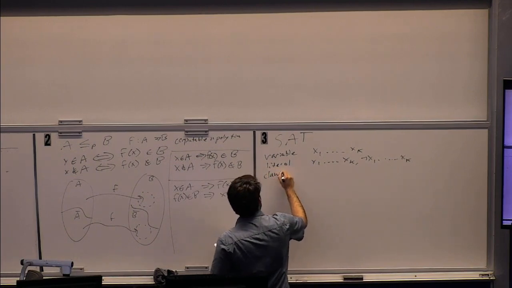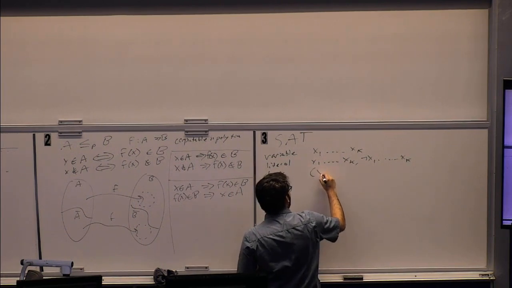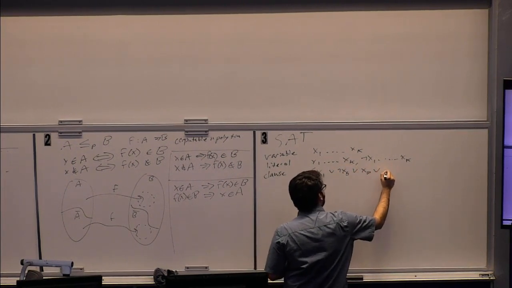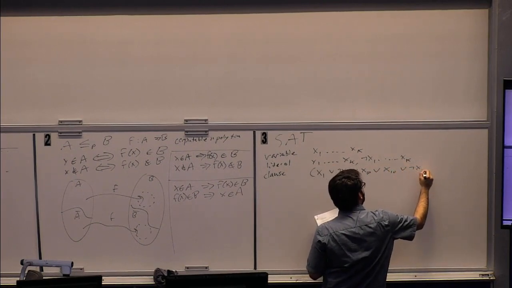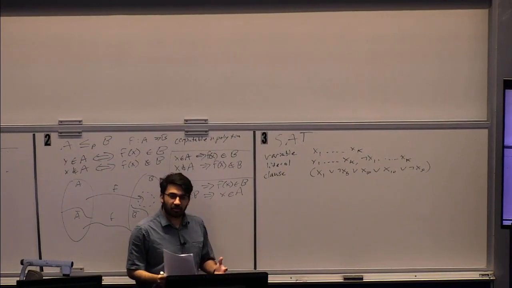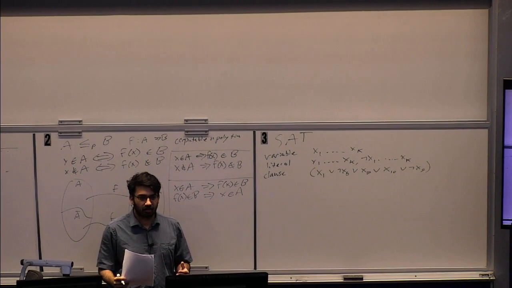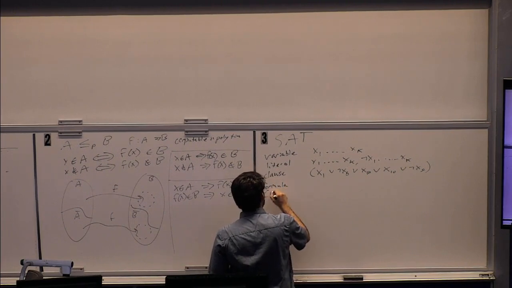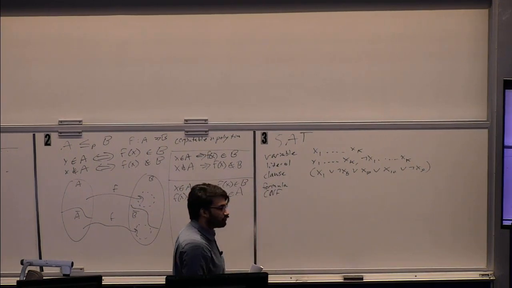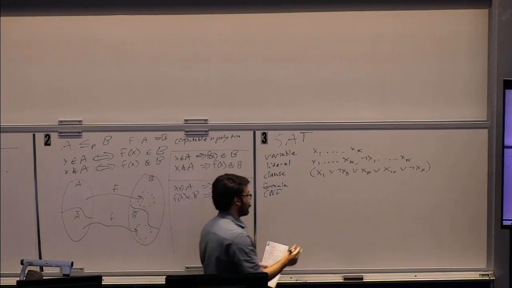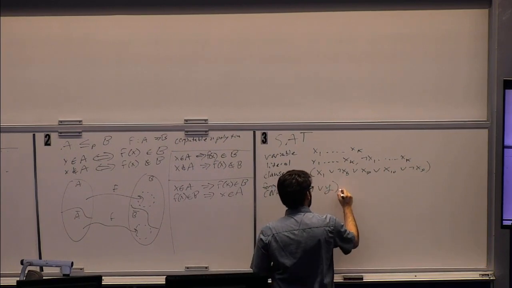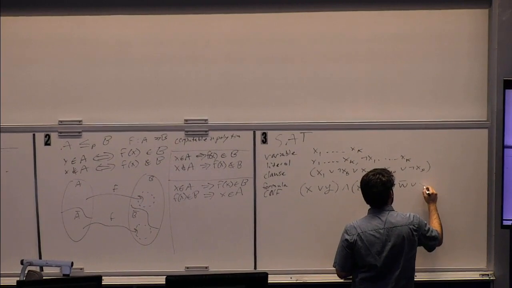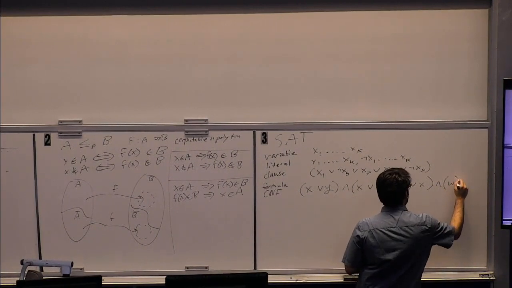A clause is an OR of many literals. So x1 OR not x5 OR x7, something like this. Or let's say x10 OR not x9, something like this, right? So a clause is where you take a bunch of literals and you OR them together. Finitely many, of course, but you OR them together. That's what a clause is. And then we say a formula is in CNF, and CNF here is conjunctive normal form. It means that you just AND together a bunch of clauses. So let's say X OR Y, and X OR Z, or not W OR X, and W. Something like this, right?